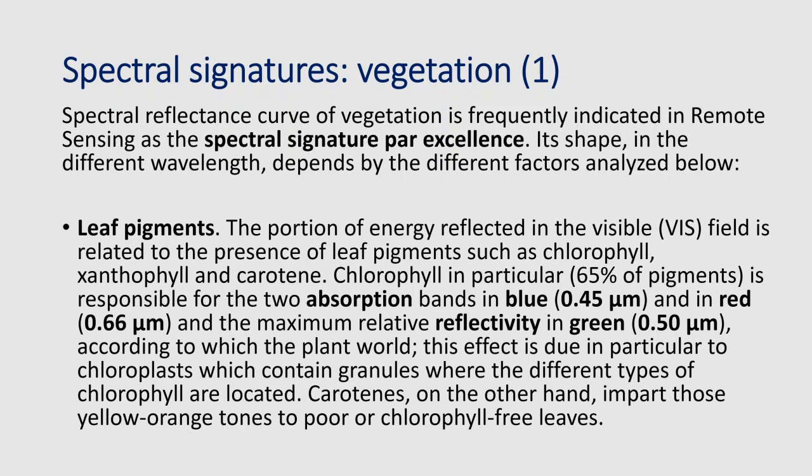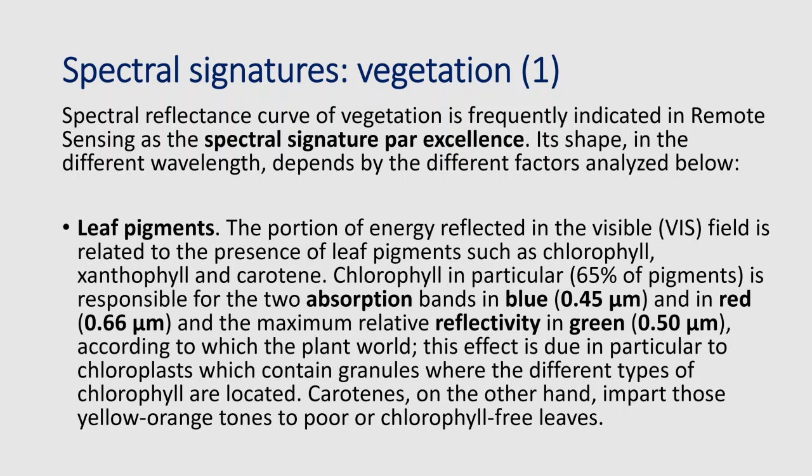This effect is due in particular to chloroplasts, which contain granules where the different types of chlorophyll are located. Carotenes, on the other hand, impart those yellow-orange tones to poor or chlorophyll-free leaves. So that means that due to the leaf pigments, especially the red subband in the visible, this energy is almost completely absorbed.